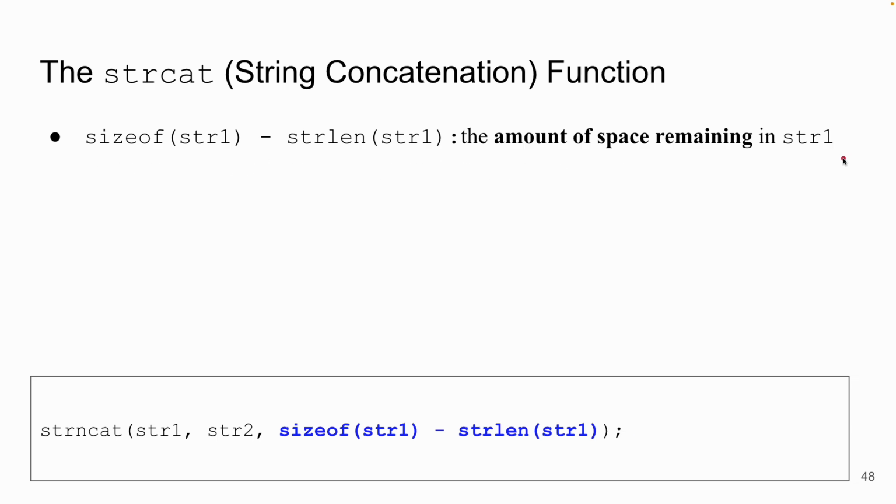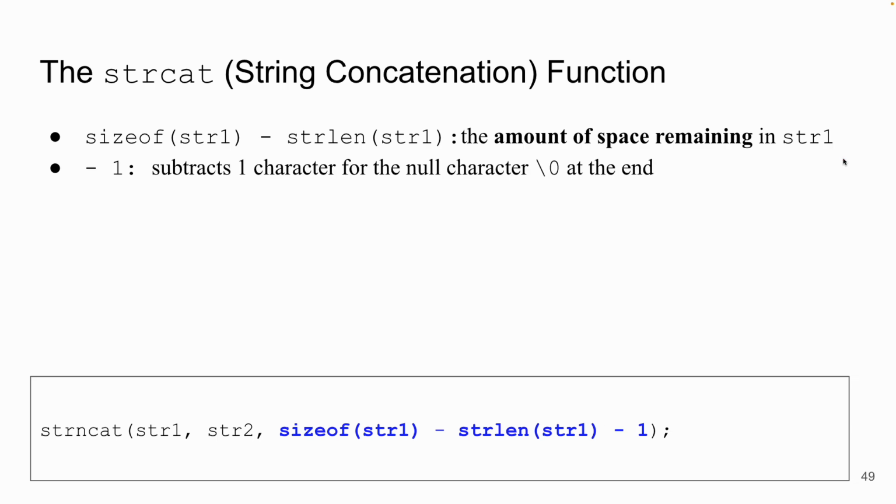However, it is not enough. We need to minus 1. The reason why we want to subtract 1 character is that we need to always make sure we reserve 1 more space for the null character at the end. So that's why we need to minus 1.